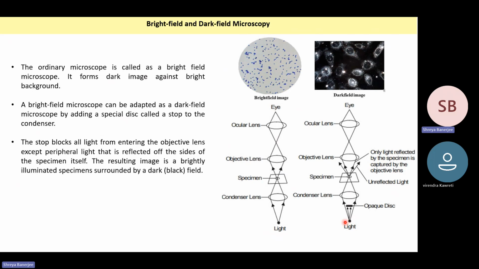This is because this opaque disc or stop is stopping the light from passing through the center of the specimen. Only the light at the periphery is passing through the periphery of the specimen. And so the periphery of the specimen appears bright. That is, the cell membrane or cell wall appears bright. Everything else is dark because the opaque disc is stopping the rest of the light. So this is called a dark field image. You can adapt a bright field microscope into a dark field microscope by just adding this opaque disc.